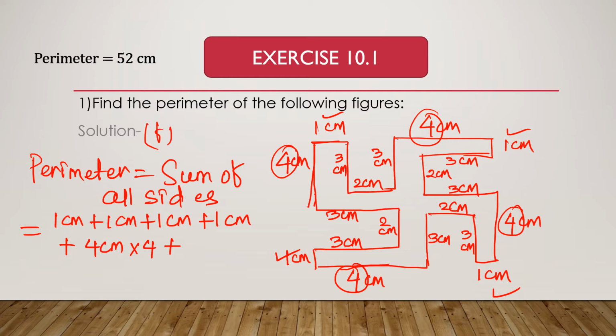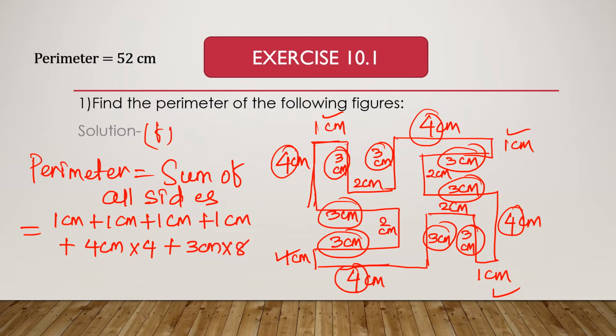Now 3, how many 3? 1 2 3 4 5 6 7 8. 3 centimeter multiplied by 8. Now 2 centimeter. 1 2 3 4.